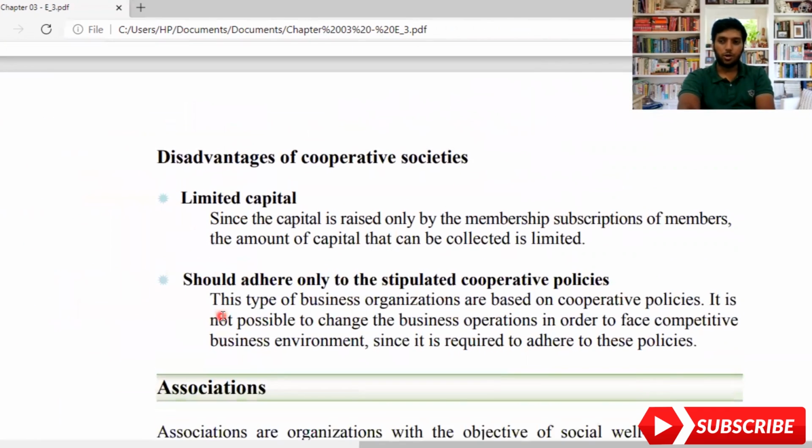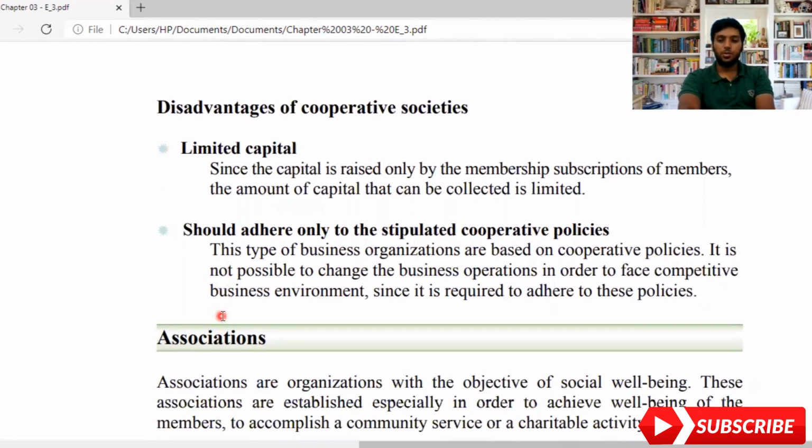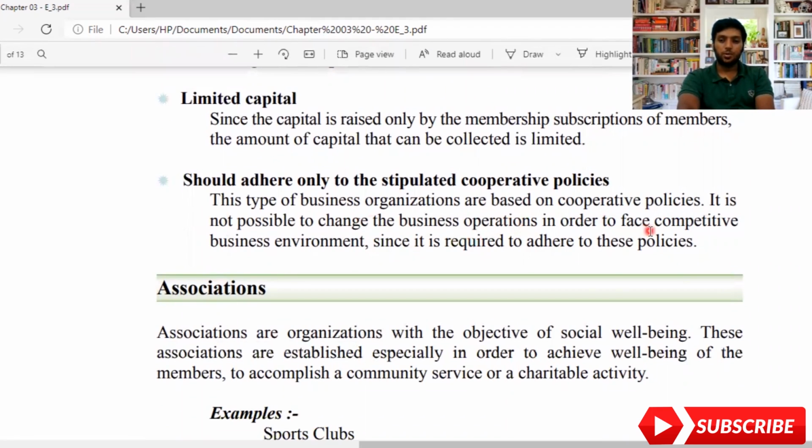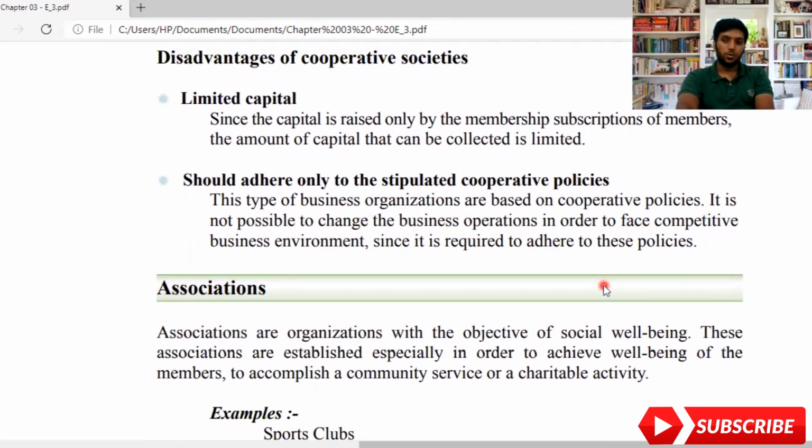What are the disadvantages of cooperative societies? Limited capital. Not all the members who are investing have a lot of money in their hands. Should adhere only to the stipulated cooperative policy. This type of business organization is based on cooperative policies. It is not possible to change the business operation against competitive business environments. It is required to adhere to these policies. So your basic right is to help people. When you are profit oriented, you can't just change your cooperative to a private limited company and say, hey man, we are going to focus on money. You can't do that, guys. So you need to be very focused on helping people.